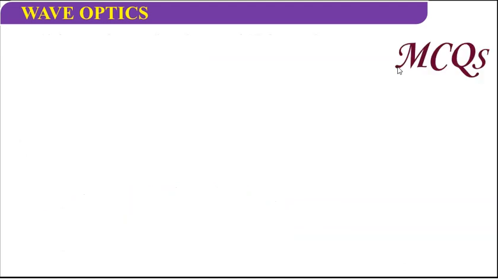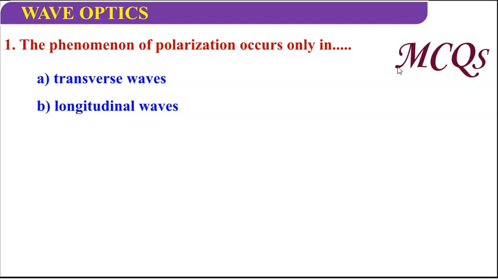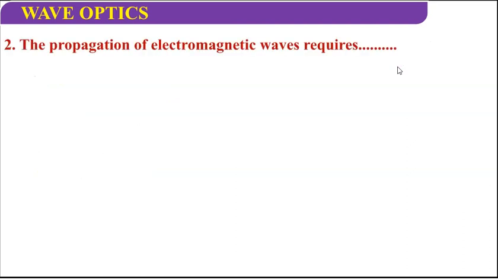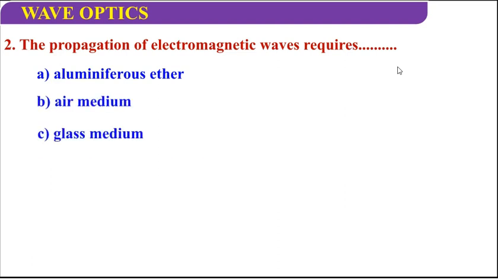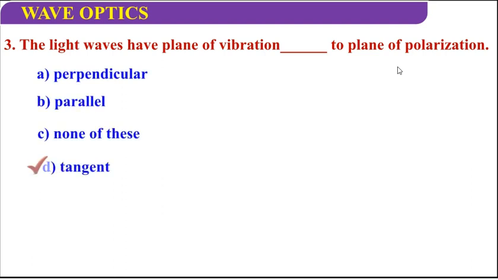Now let's move on to some questions. The phenomenon of polarization occurs only in: transverse wave, longitudinal wave, both A and B, none of the above. The correct answer is transverse wave. The propagation of electromagnetic wave requires: luminiferous ether, air medium, glass medium, electric and magnetic field. The correct answer is electric and magnetic field. The light waves have plane of vibration dash to plane of polarization: perpendicular, parallel, none of these, tangent. The correct answer is perpendicular.